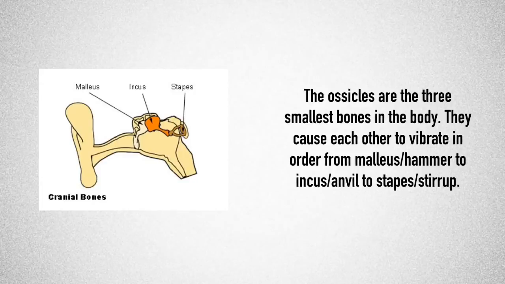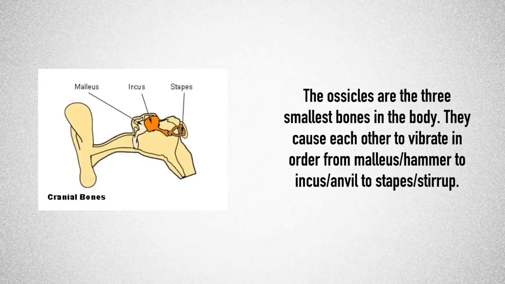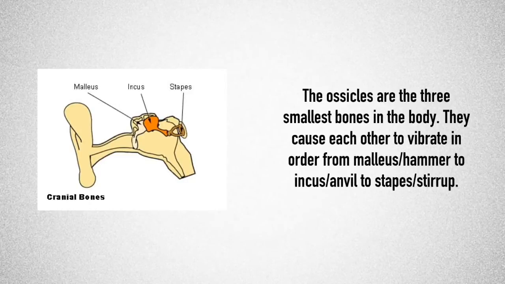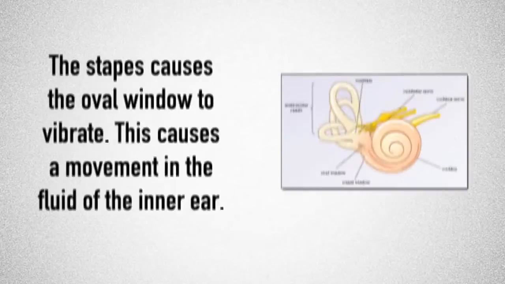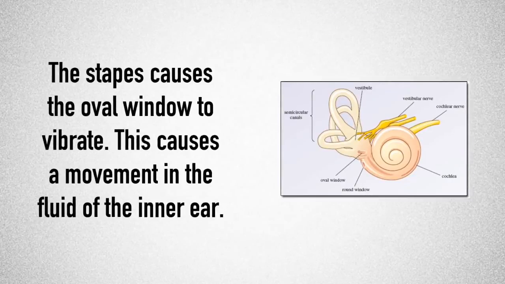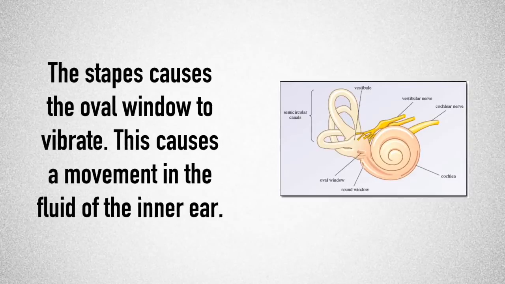Together they could actually fit onto a 5-cent coin. So the order that they vibrate in is the malleus or the hammer, onto the incus or the anvil, and the stapes or the stirrups. So it's good to know the two different names for all of the three bones. Once the vibrations are passed along the three bones, the stapes causes the oval window to vibrate, and this passes the message through into the inner ear.